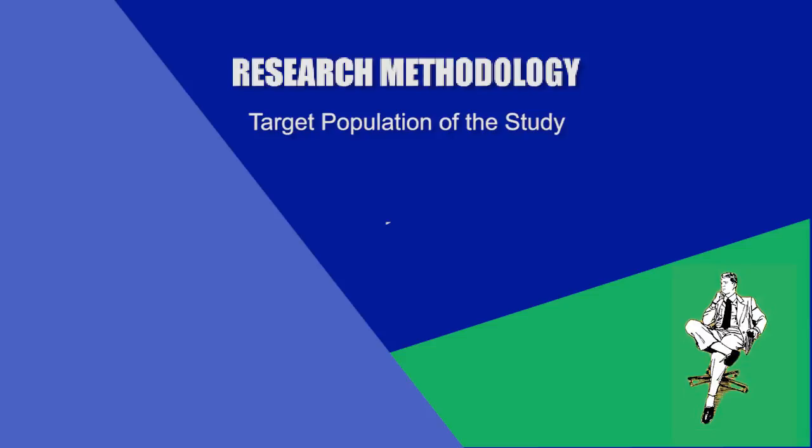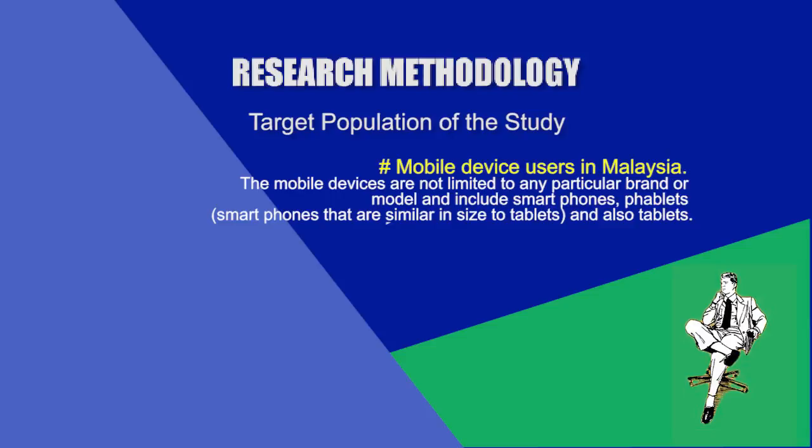Target population of the study: mobile device users in Malaysia. The mobile devices are not limited to any particular brand or model and include smartphones, phablets and also tablets. The age group of the target users is between 16 to 65 years of age, disregarding gender.